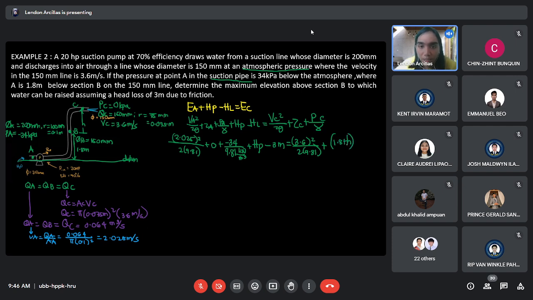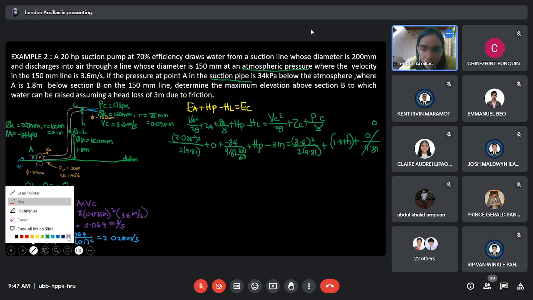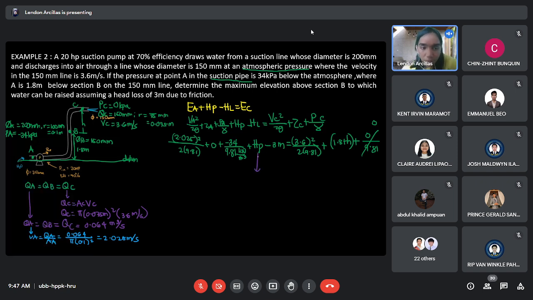The HP we can get using the efficiency and the power, 20 horsepower. So, the P sub C is 0 over 9.81, which is equal to 0. First, we need to find the HP. Let's find out first whether it is HP out or HP in.